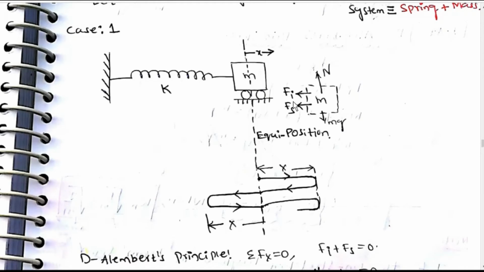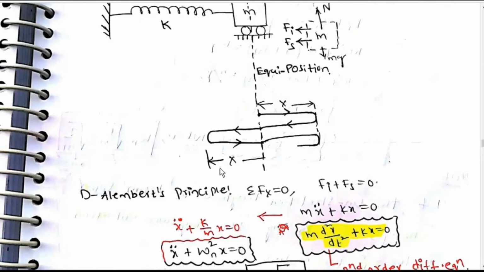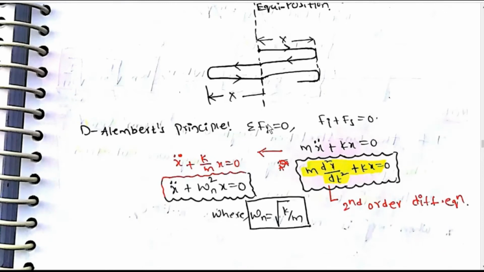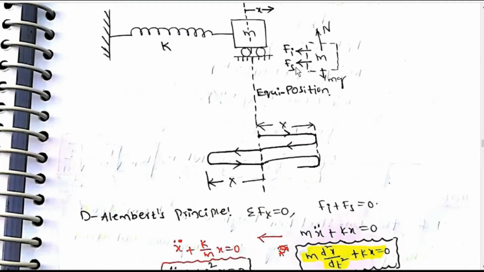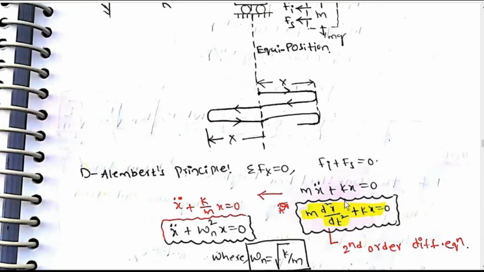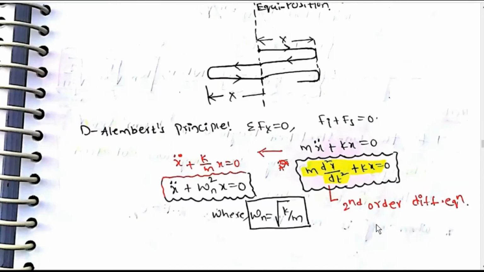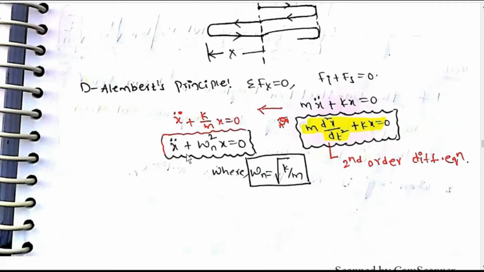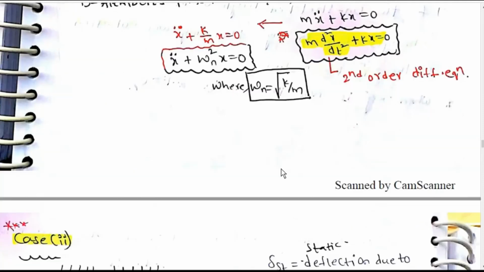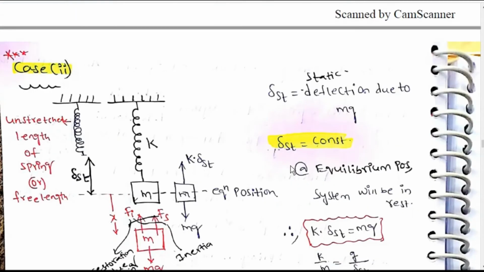Mass m, with inertia force Fi and spring force Fs in this direction, mg at the equilibrium position, and displacement x like this. By D'Alembert's principle, sigma Fx is equal to 0, so Fi plus Fs is equal to 0, m x double dot plus kx is equal to 0. This is a second order differential equation: x double dot plus k by m x is equal to 0, that is x double dot plus omega n square x is equal to 0, where omega n is equal to root k by m.